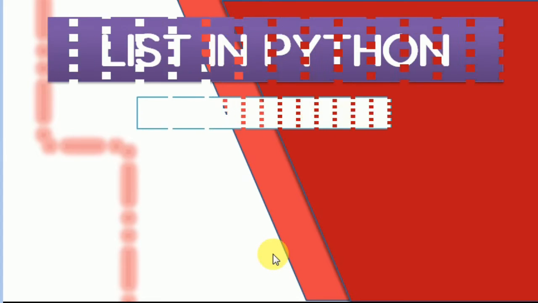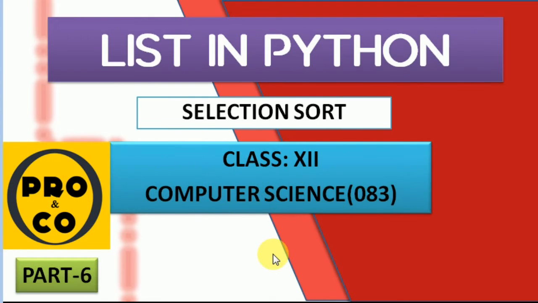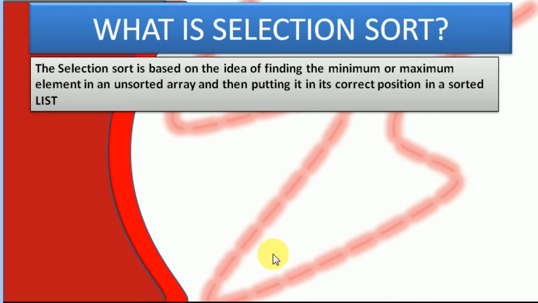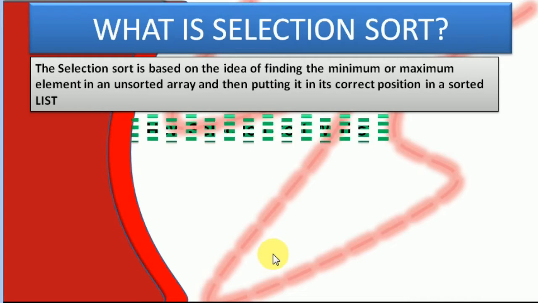In this video of list in Python, we will now discuss the next sorting, that is selection sort. So what is the selection sort? A selection sort is based on the idea of finding the minimum or maximum element in an unsorted array and then putting it in its correct position in a sorted list.